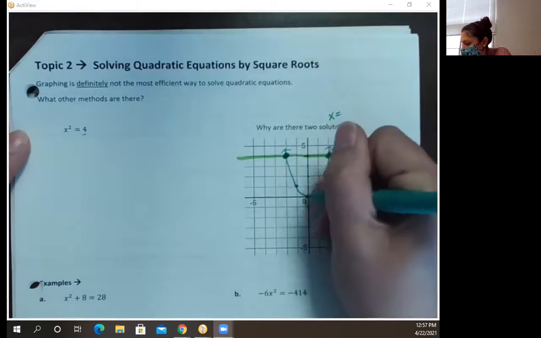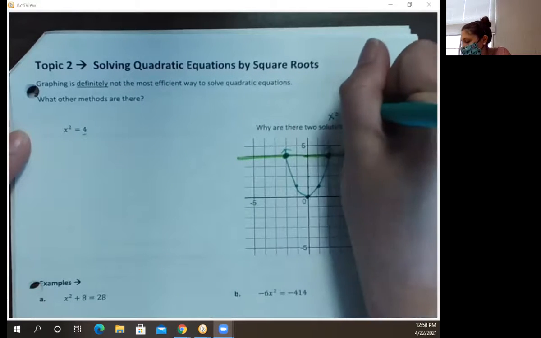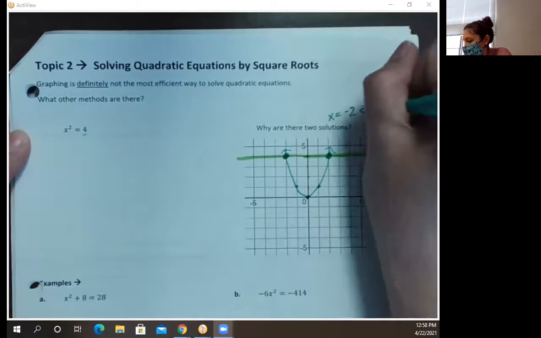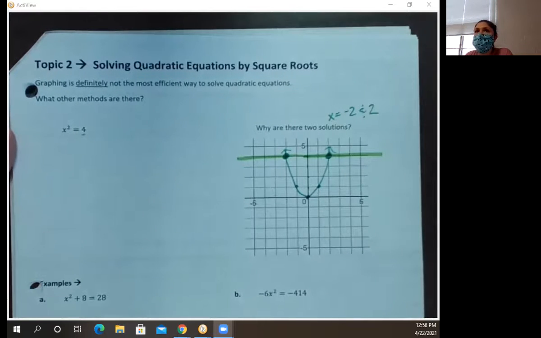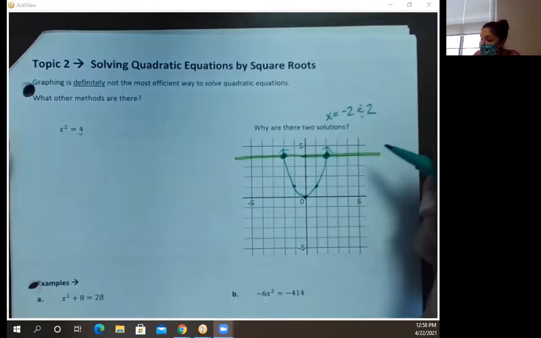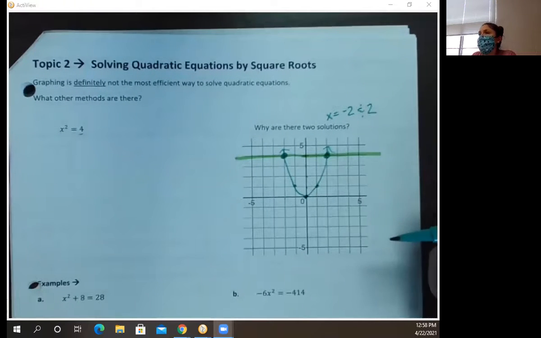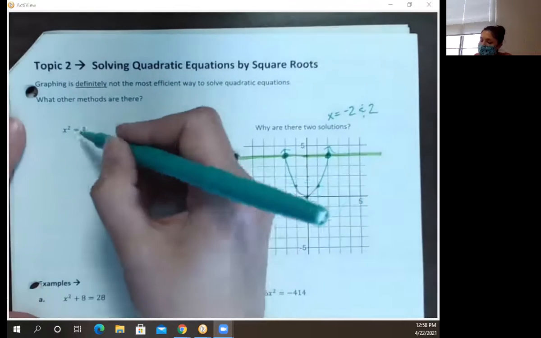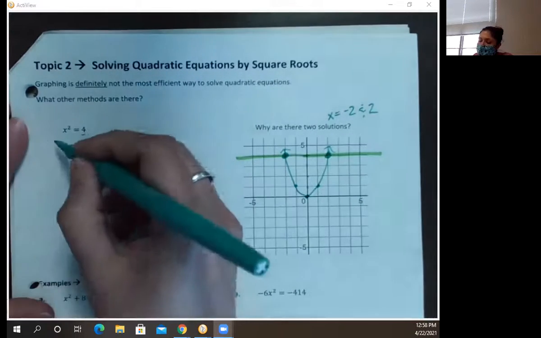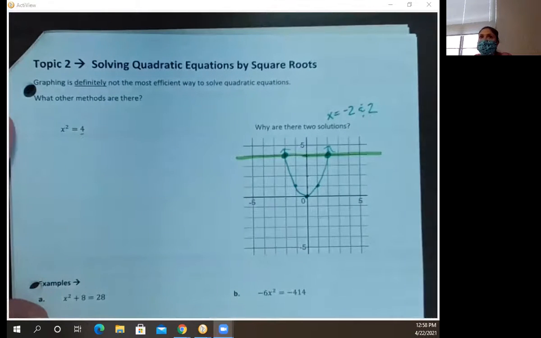My solutions then would be -2 and +2, right? The x values for those intersection points. This is absolutely something that we can and just did solve by graphing. But even on a simple problem, graphing may not be our fastest, our most efficient option. So I want to take a look at the same problem, but solving it using a different strategy. So here I have x squared equals 4.